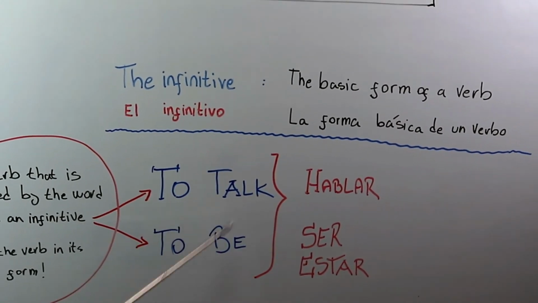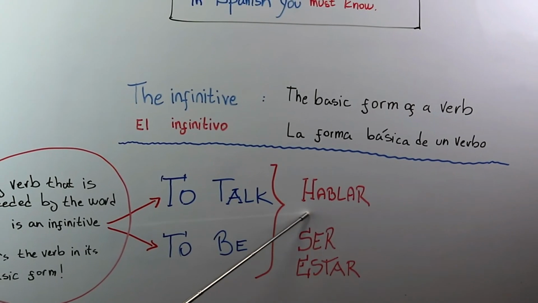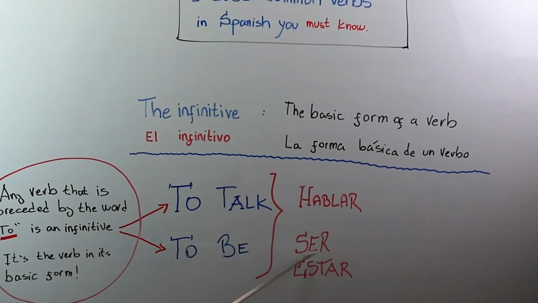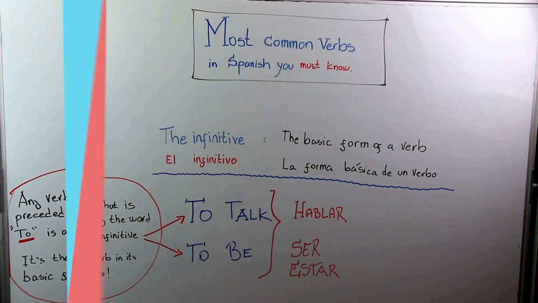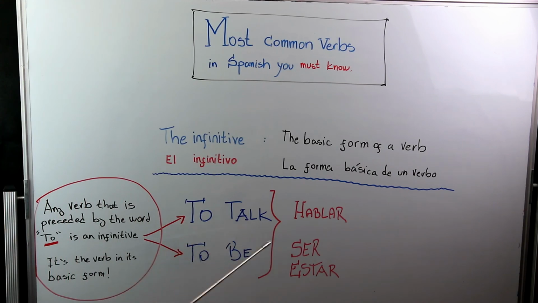To talk, to be. In Spanish, hablar, ser, and estar. So for example, infinitive would be to talk. We don't say I to talk. We would be using the infinitive in the wrong way. We would say I talk. We would get rid of the to, and this wouldn't be the infinitive anymore because we'd be conjugating the verb.